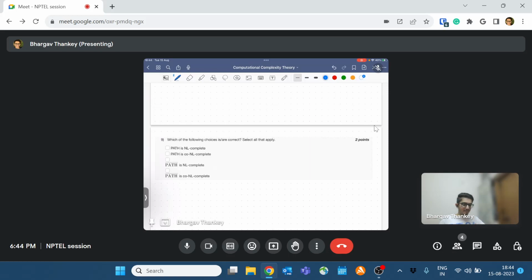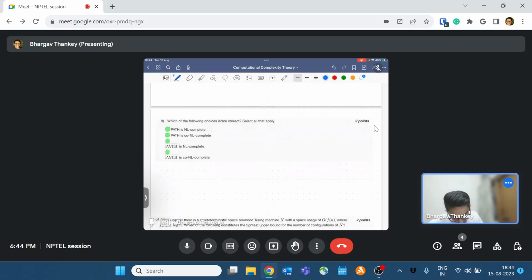I know that path is NL complete. Since NL is the same as co-NL, it would be co-NL complete as well. And if path is NL complete, then its complement would be co-NL complete. So yes, all the four options are correct, I think. And the reason is NL equals co-NL.